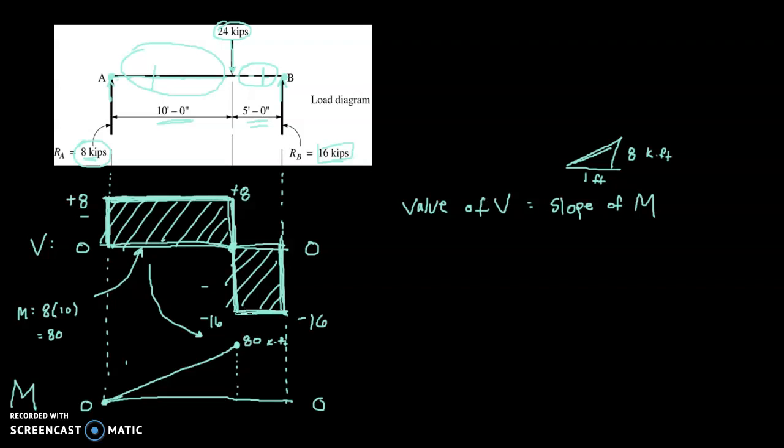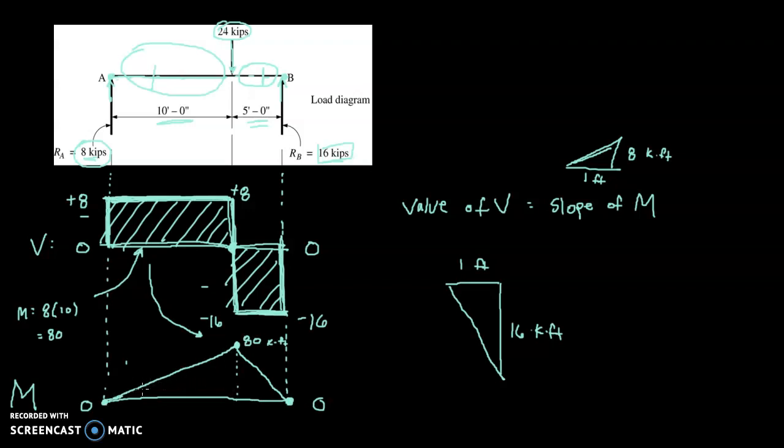Now, the slope of the moment diagram in the last 5 feet is equal to the value of the shear diagram. The value of the shear diagram is negative 16, meaning that for every 1 foot you go across, we're going to go down 16 kip feet. Okay, so if we start here with 80 and we're losing 16 kip feet for every foot traveled, and we travel 5 feet, 5 times 16 is 80. So we're going down from 80 down to 0. And so we begin and end at 0.